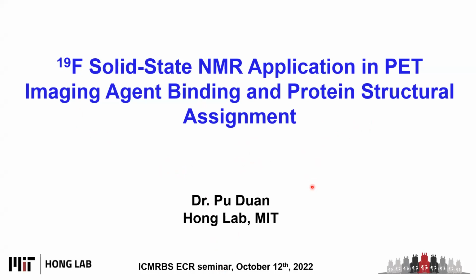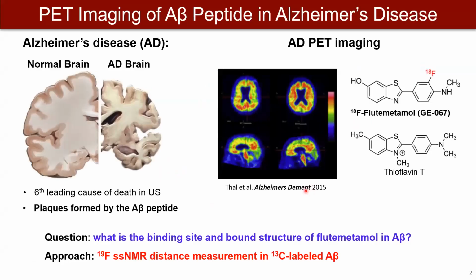First, let me talk about the PET imaging tracer for Alzheimer's disease, or AD. AD causes severe cognitive and functional impairment, and currently it's the 6th leading cause of death in the US. Unfortunately, so far there's no cure for AD, but there are 2 biological hallmarks for potential early detection. One of them is the plaques formed by the A-beta peptide.